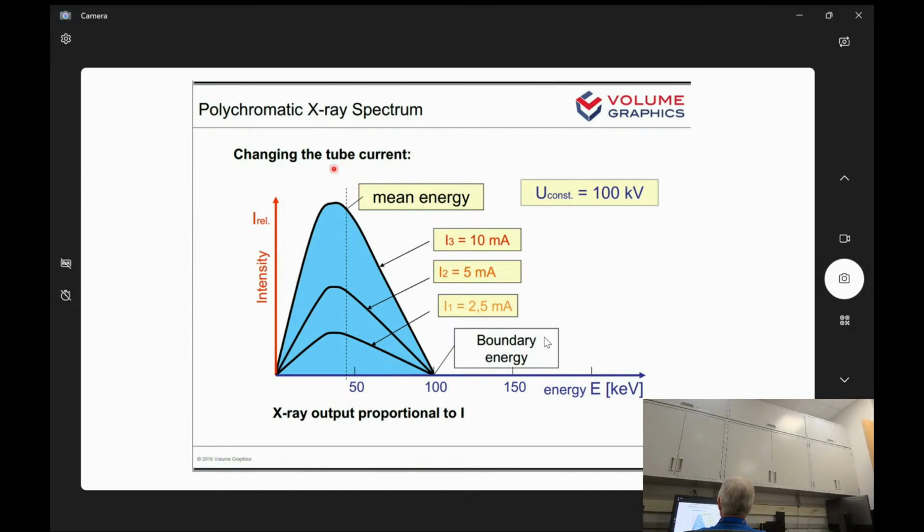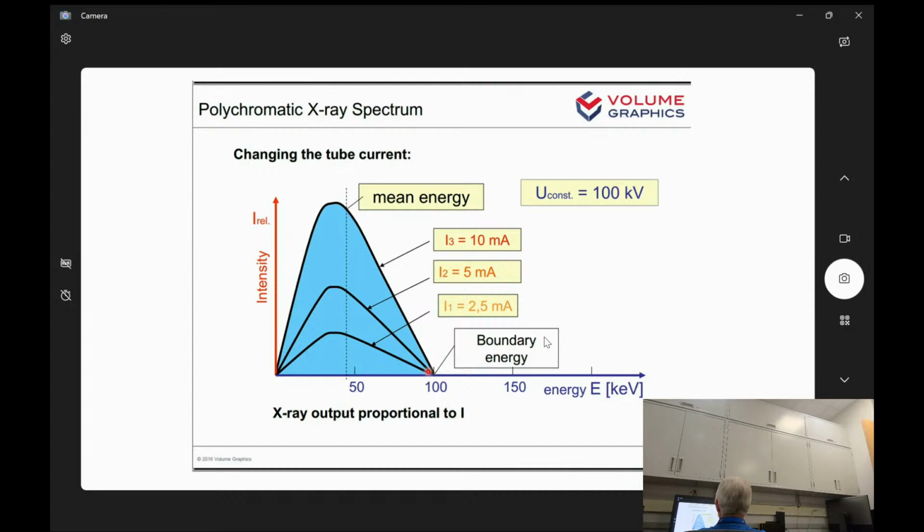If we change the tube current and keep the boundary energy the same, the X-ray output is proportional to the current. So every time we double the current, we double the total number of photons. However, notice that the mean energy is less than the boundary energy. So I'm looking at like 40 kV of average energy, and the mode is much less than the boundary energy. So maybe my peak in energy is at 30 kV, where my boundary energy is at 100.